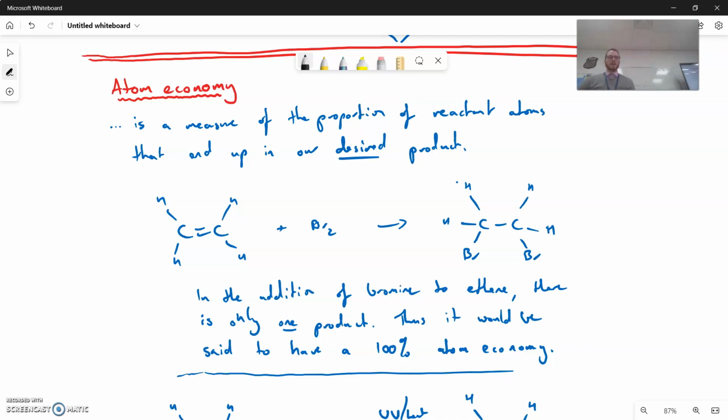Anyway, so atom economy, when we put those two together, has something to do with scarcity, something to do with the economics. It's the efficiency, if we want to think of it another way, of how atoms are rearranged in a chemical reaction. It's a measure of the proportion of the reactant atoms that end up in our desired product. So if we're making an ester, what's our byproduct of an esterification reaction? Water. We don't want the water. So water present decreases our atom economy. What happens if I've only got one product?